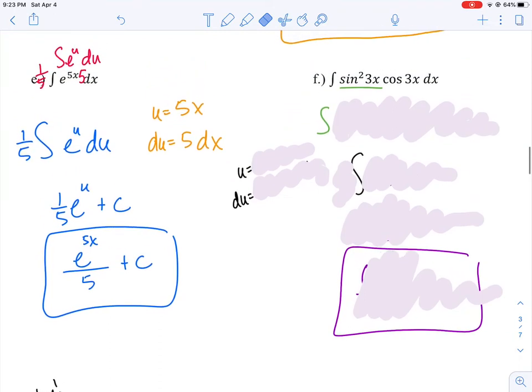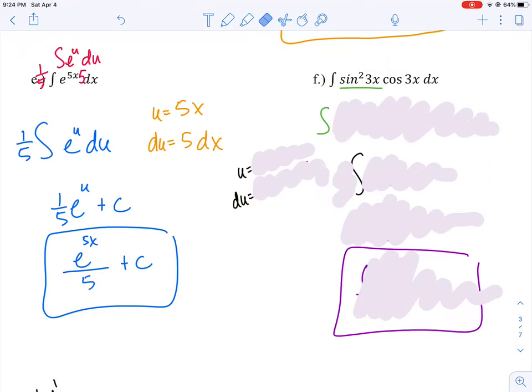Let's do example number 1F, which also has some little trig in there. I don't know about you, but I noticed if I were to rewrite this, a sine of 3x squared times a cosine of 3x. That's actually a product rule. That's a chain rule with another small chain rule inside there. That's a whole bunch of different pieces that we don't have antiderivative rules for, unless we can try to use our U substitution. So let's try it.